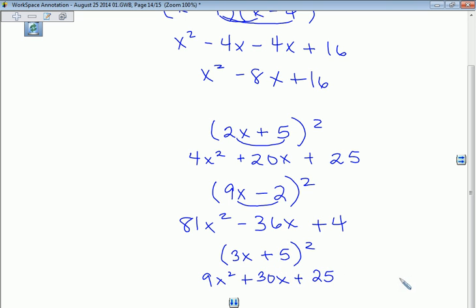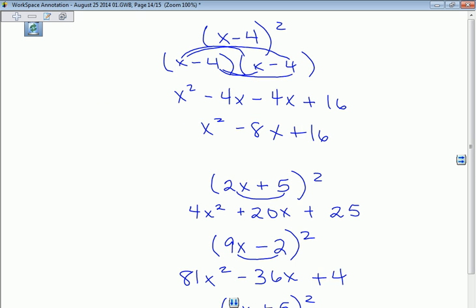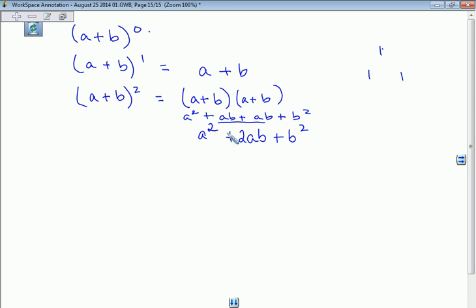Okay, now this is only going to work when we're expanding a binomial. And that little pattern only works for the second power. Whoops, sorry. So, let's look at the coefficients here. The coefficient of this first one is 1. The coefficient of my middle term is 2. And the coefficient of my last one is 1. Okay? Now I'm going to do it to the third power.